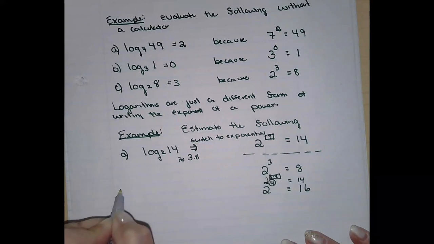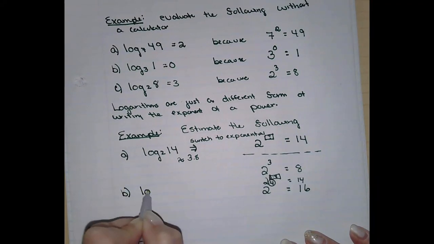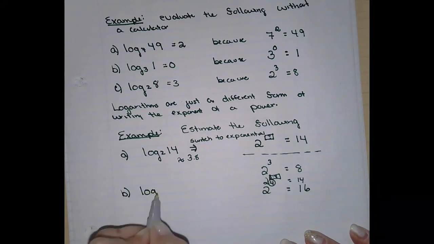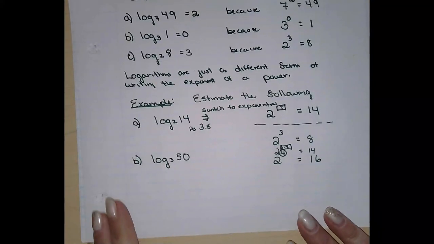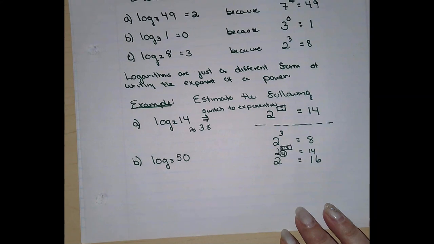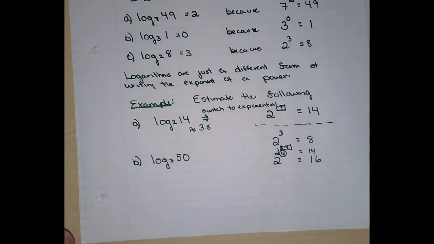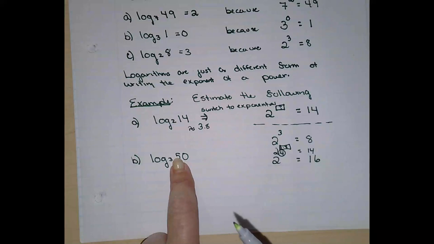Right? So take a look at this one. Log base 3 of 50. And again, I want you to estimate it, without the calculator. Check it afterwards. But you should recognize that this is a number, right? Now, what kind of number is it?